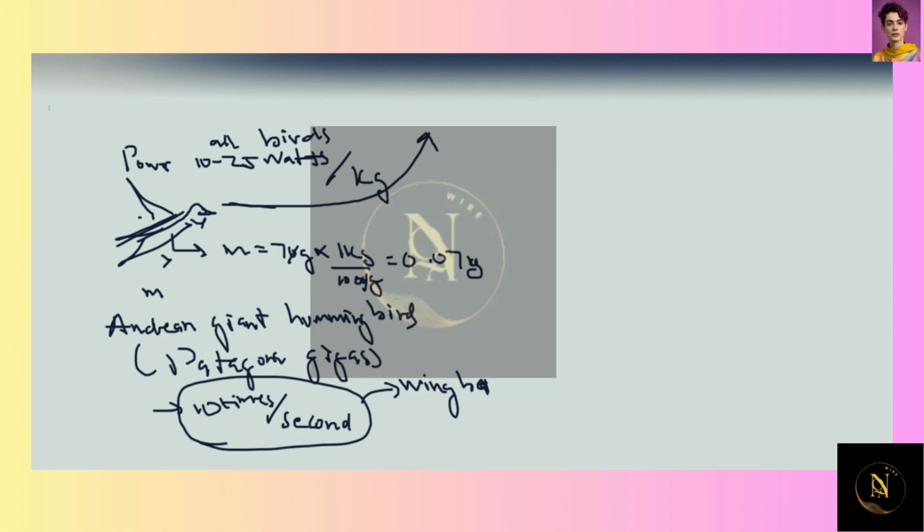So the 10 to 25 watts, that's the range for all the birds. But then if the bird weighs 0.07 kilograms, we can say that its range is going to be, I need to simplify that. Its range is going to be 10 watts times 0.07. So that's a fraction based on the weight.